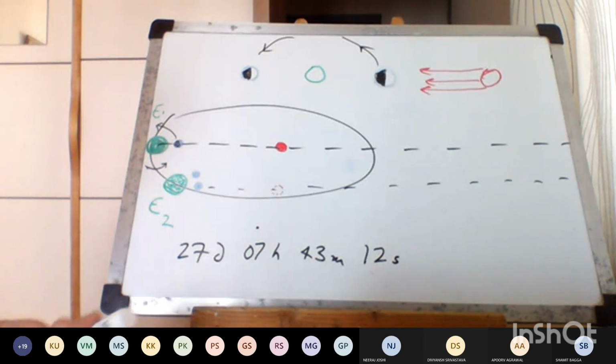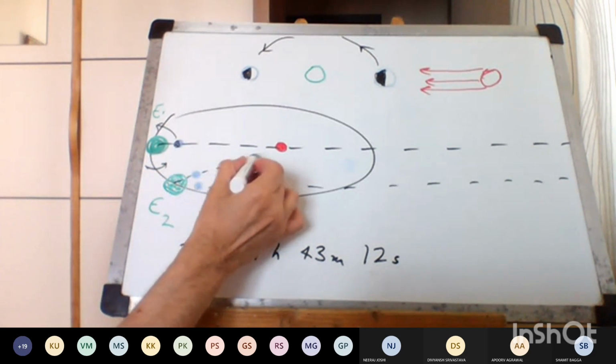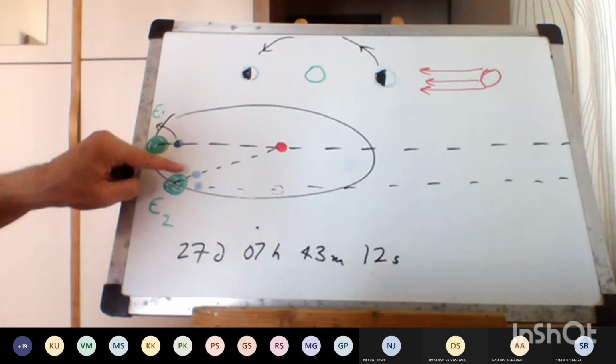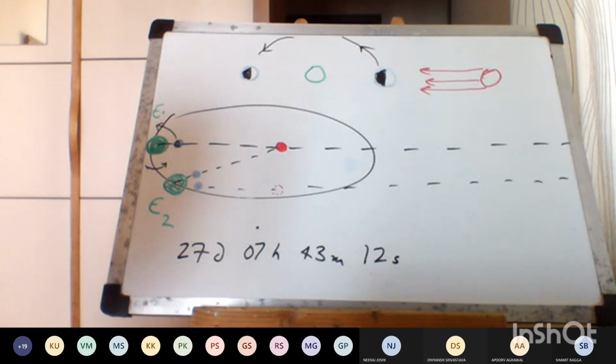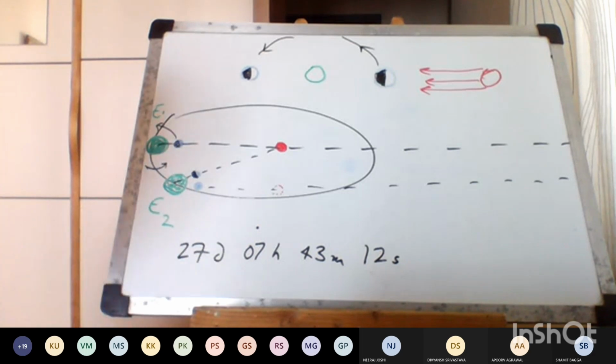We will see new moon when the moon has come to this point. Am I right or no? Because only when moon and the sun are in conjunction will you have new moon. Yes or no? Yes, sir.